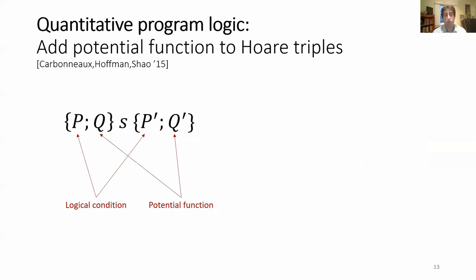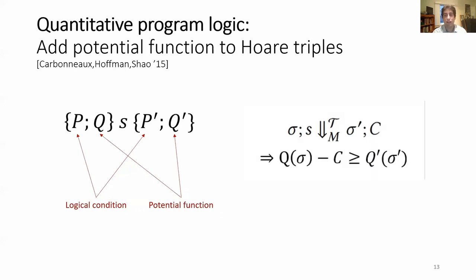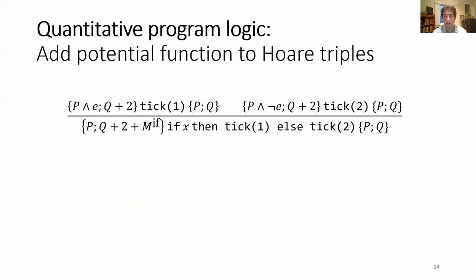The potential is used to pay for the costs of operations, and so the initial potential needed bounds the cost. Potential functions should have the property that if S evaluates, then the cost of evaluating S is less than the difference in potential between the before state and the after state. I'll go through if as an example.